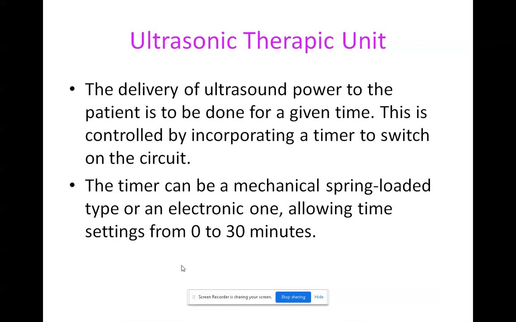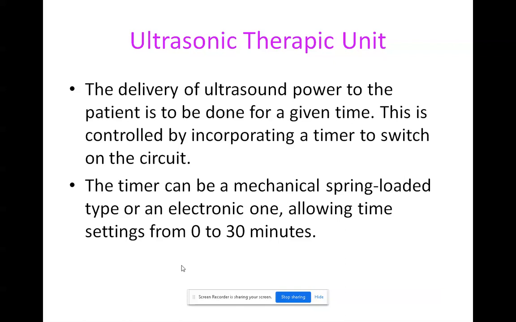So the delivery of ultrasound power to the patient is to be done for a given time. So this ultrasound signal has to be delivered or transmitted to the body only for a particular time period. So that time period is controlled by the timer. Okay, so the timer circuit helps to maintain the timing of the transmission of your ultrasound signal to the body.